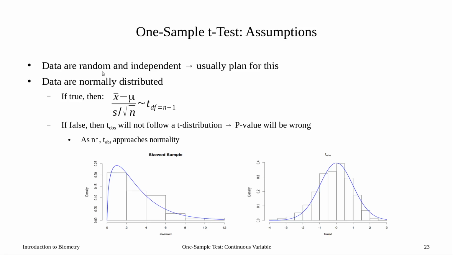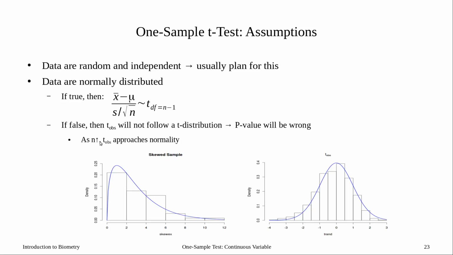The second assumption is that our data are normally distributed. Why do we make this assumption? Well, if our data are normally distributed, then this transformation will approximate a t-distribution. If we're not normally distributed, then this transformation will not approximate a t-distribution at all. And if we don't follow a t-distribution, then our p-value is going to be wrong.